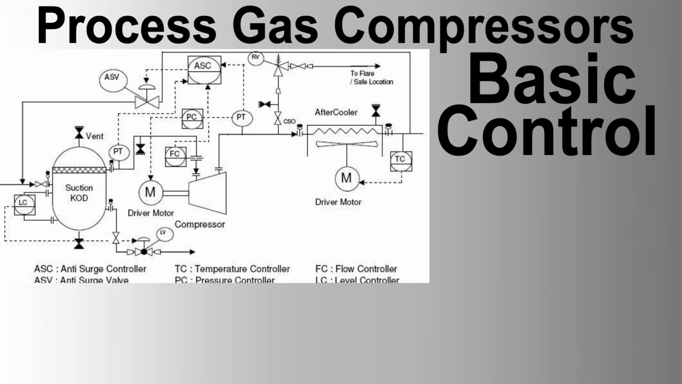B. Set points. Speed set point, desired compressor speed. Discharge pressure set point, target discharge pressure of the compressor. Suction pressure set point, target suction pressure if applicable. Flow rate set point, desired gas flow rate through the compressor. Torque set point, desired motor torque.